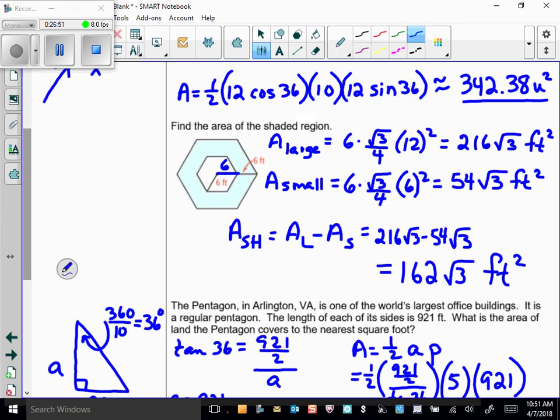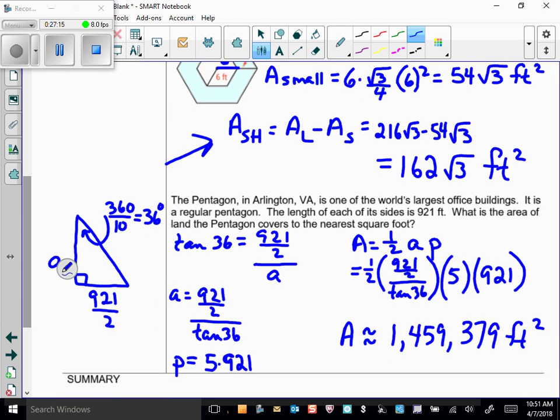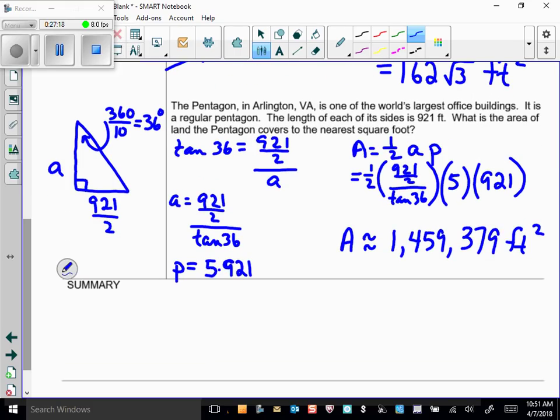Okay, here's a good one. I got to find the area of the shaded region. Oh, how am I going to do that? Well, I'm going to find the area of the big hexagon and the area of the little hexagon, and I'm going to subtract out the area of the small one, which is what I did here. And you see I got 162 times the square root of 3 square feet. Don't need to use trig because it's a hexagon, and I got 6 equilateral triangles in there.